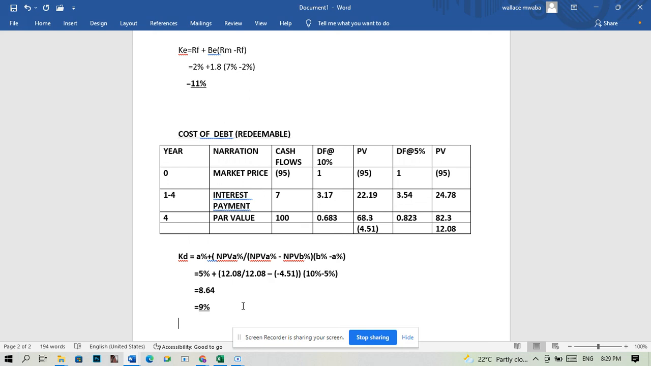All right, so 9%, right? Is that the value we've got, everybody? So we found our cost of debt, 9%.